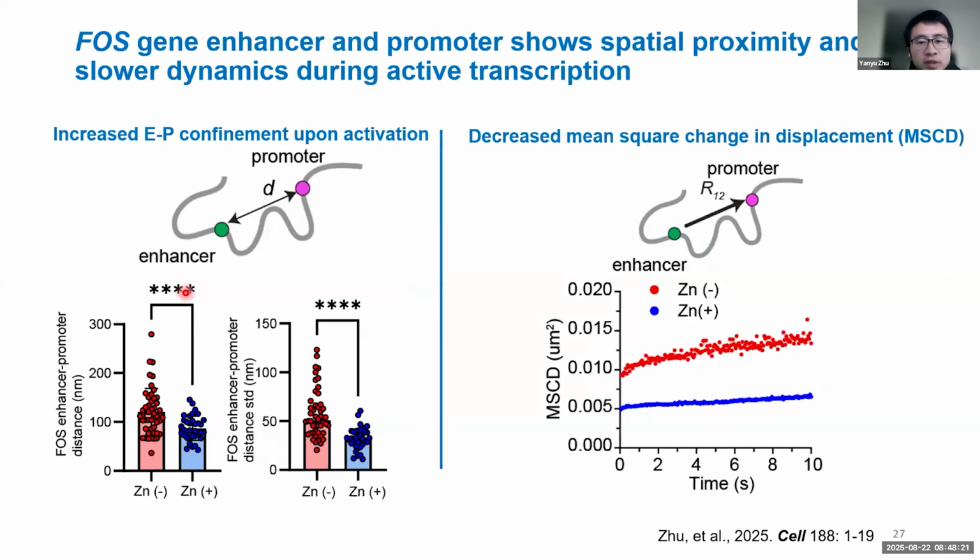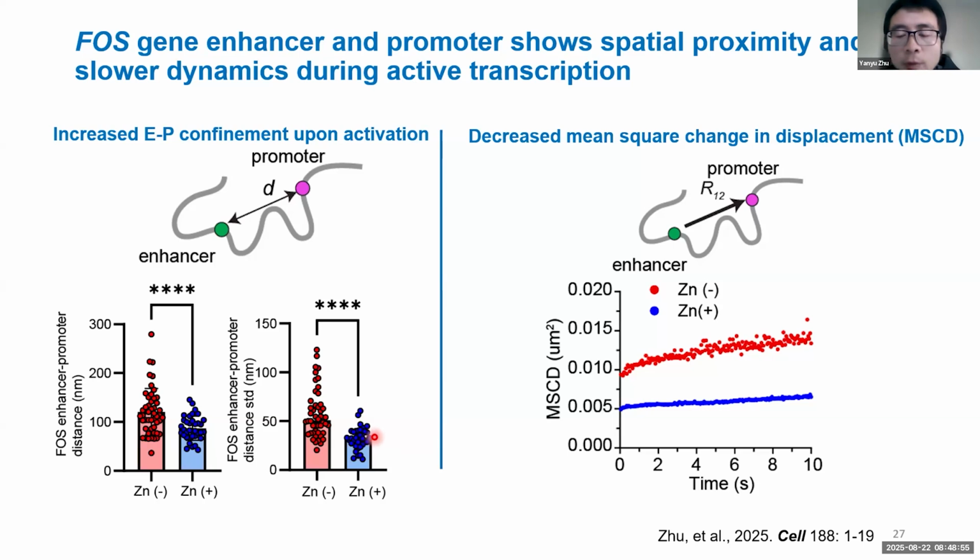Then we used this to image many cells, and we found that, first, when the gene is activated by zinc, the enhancer promoter distance is shorter. This is not surprising and can also be revealed by the static assay. However, we found that not only is the distance shorter, but the distance variation is also much smaller. As you can see here, how the distance changes is much smaller when the zinc is added.